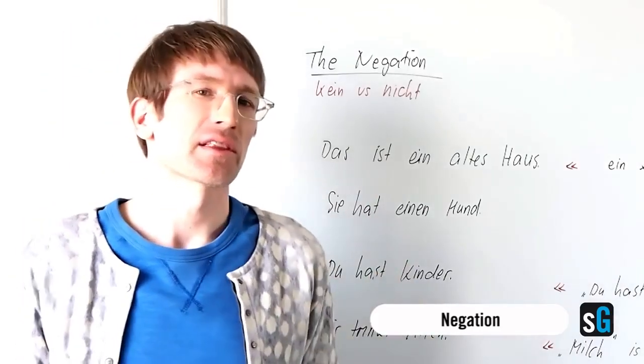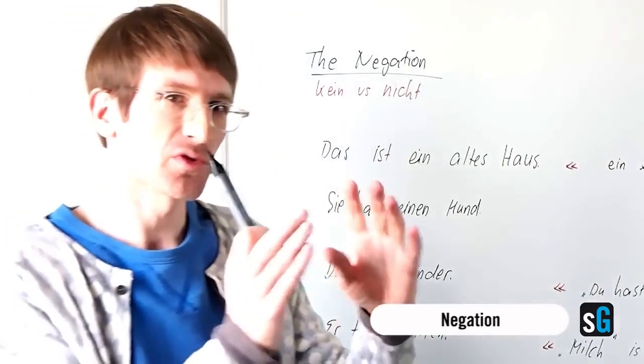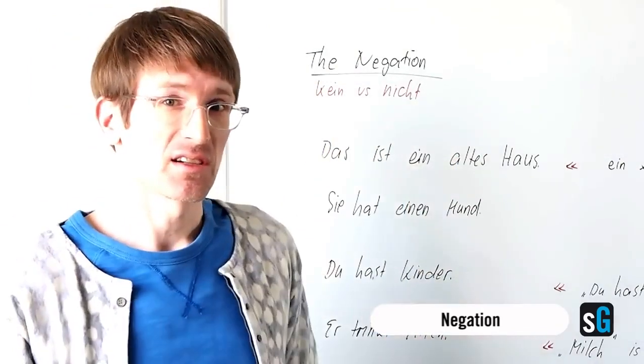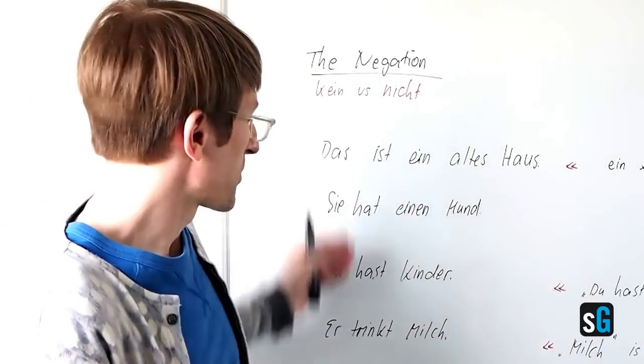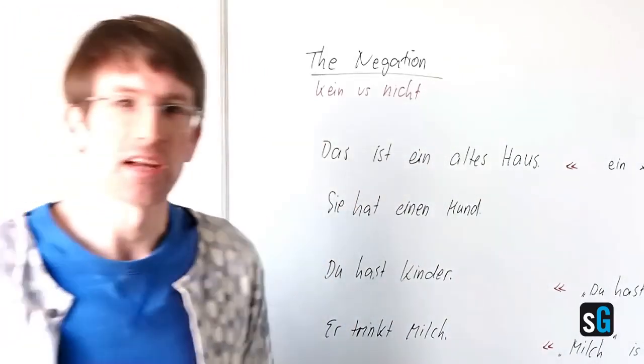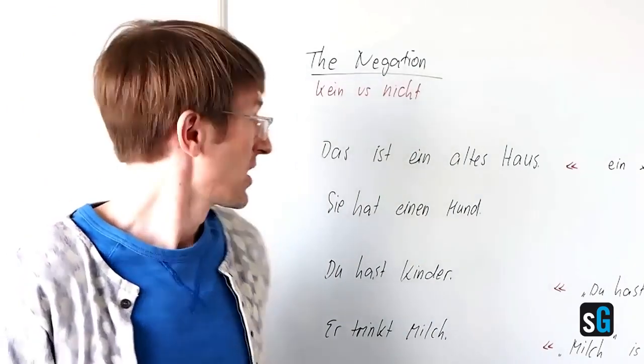Okay, let's take a look at the negation in German. We use two words to negate information. One is kein, one is nicht. Let me start with kein. I've prepared a few examples and it's pretty simple to actually negate these sentences.